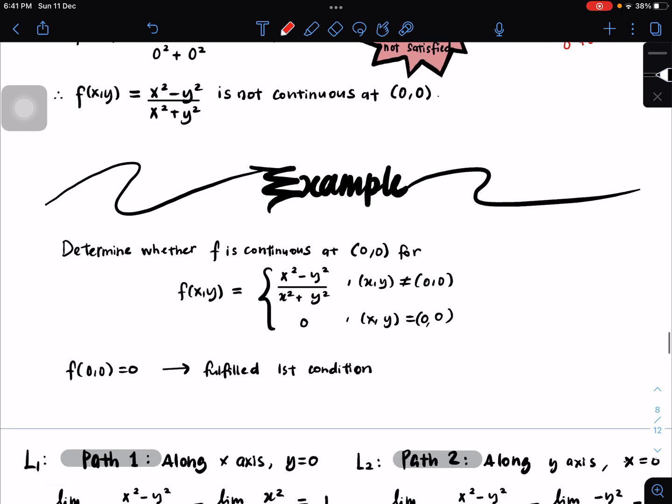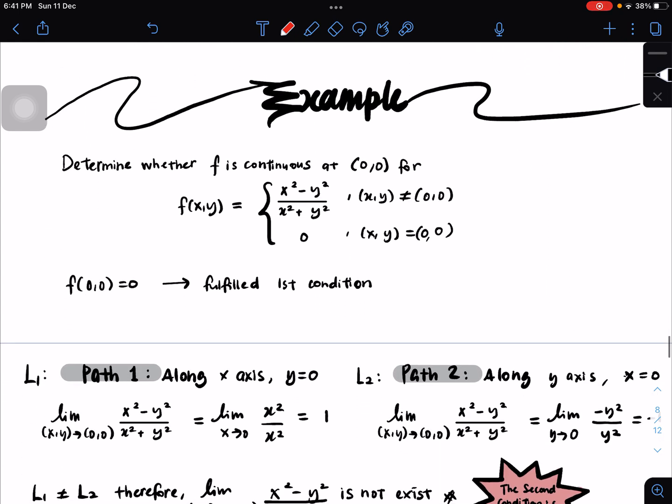Okay, so let's see the second example. You need to determine whether f is continuous at point 0, 0 for the function f(x,y) equal to x square minus y square over x square plus y square for (x,y) not equal to 0, and f(x,y) equal to 0 when x and y equal to 0. It means that you have two conditions here. If the values of x and y are zero, the function is 0. If the values of x and y are anything other than zero, you need to use this function.